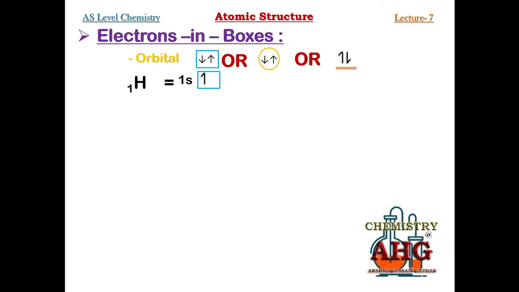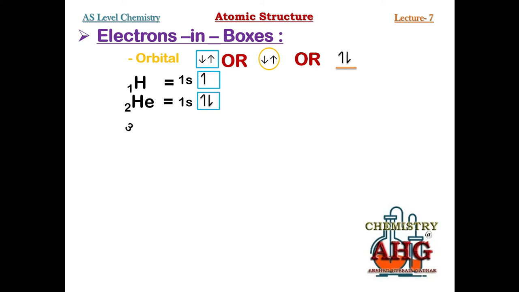Moving on, if you have been given helium, what change will you see compared to hydrogen? In case of helium, there are 2 electrons. So the 1s subshell is completely filled, and since there are 2 electrons, both the electrons must have opposite spin. Now you can see in case of helium there are 2 electrons and they have opposite spin.